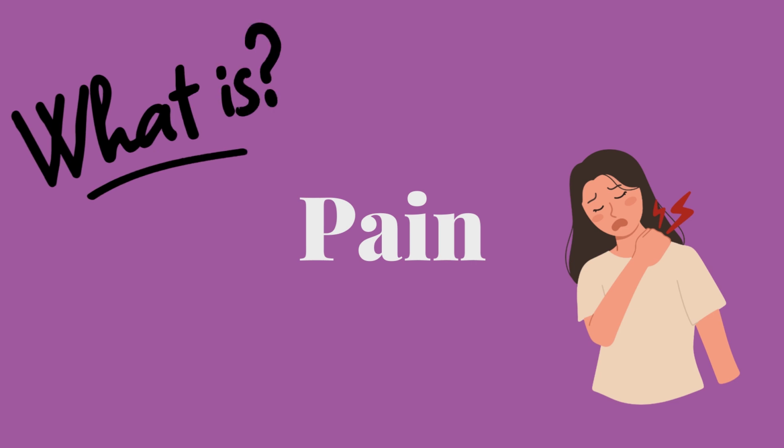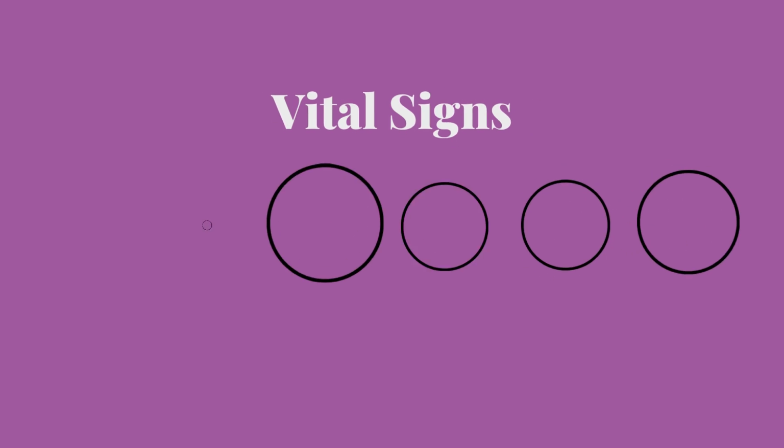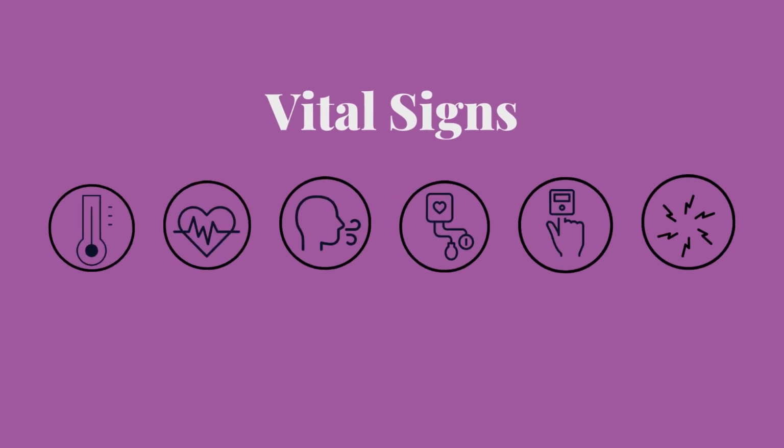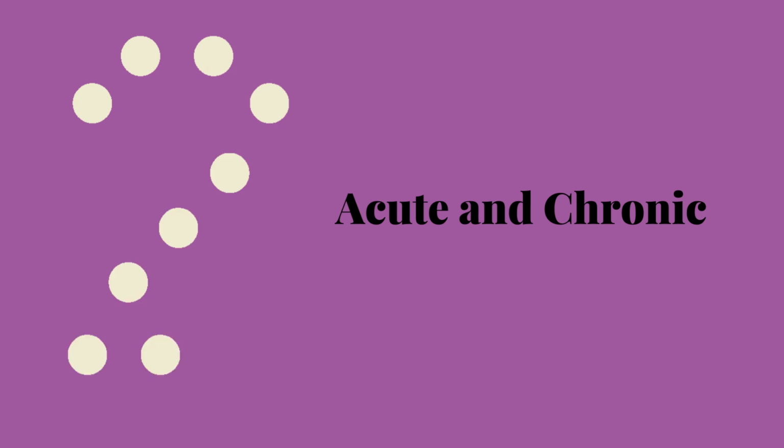There can be many definitions of pain, but to keep it simple as it relates most often in nursing, pain is an unpleasant feeling caused by tissue or nerve damage. Pain is known as a vital sign because it should be checked regularly, just like temperature, pulse, respirations, blood pressure, and oxygen saturation. We classify pain in two broad categories: acute and chronic pain.